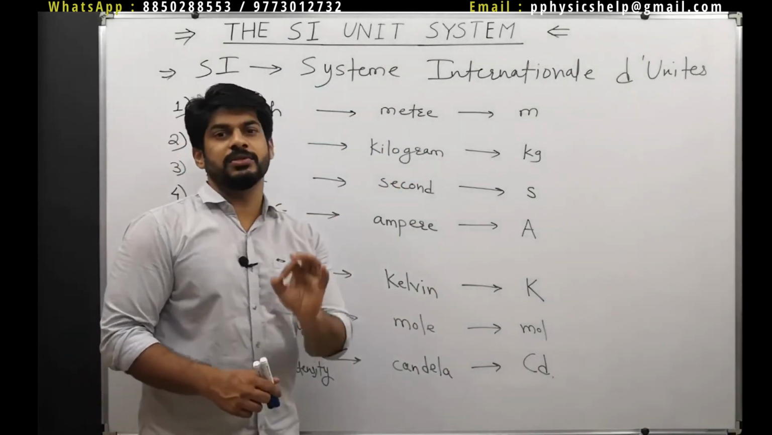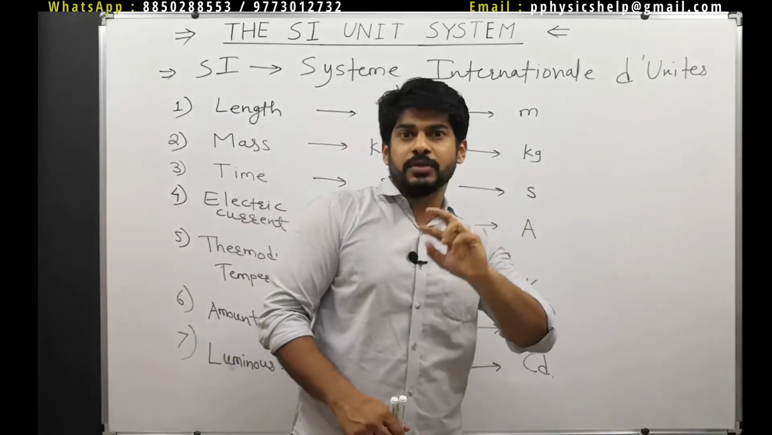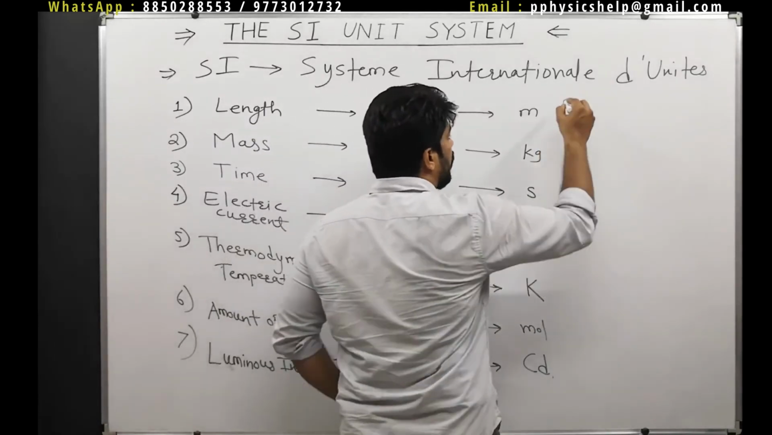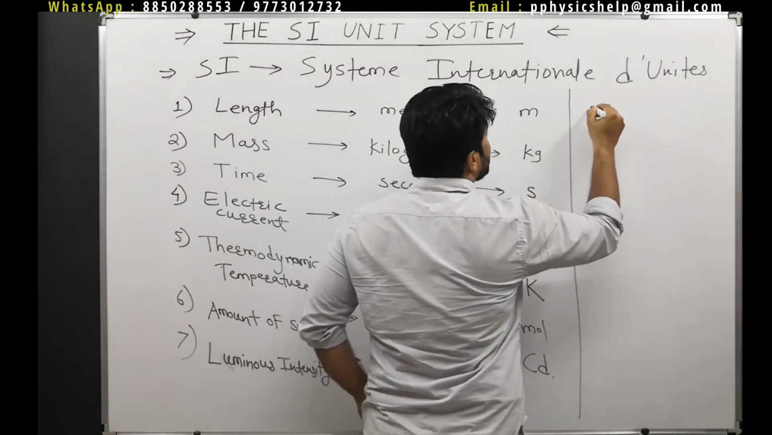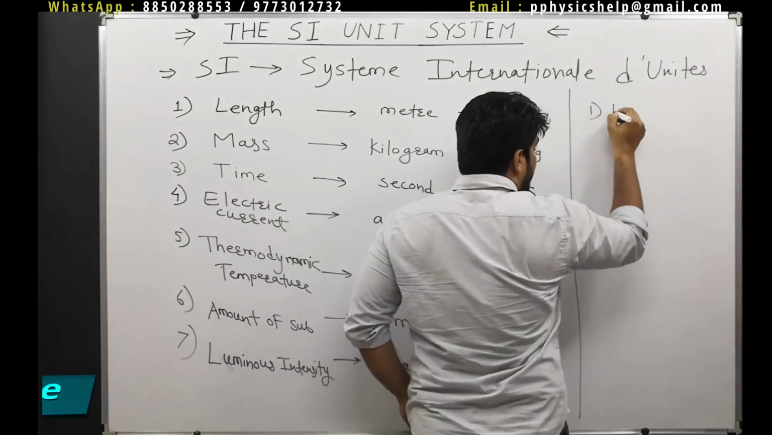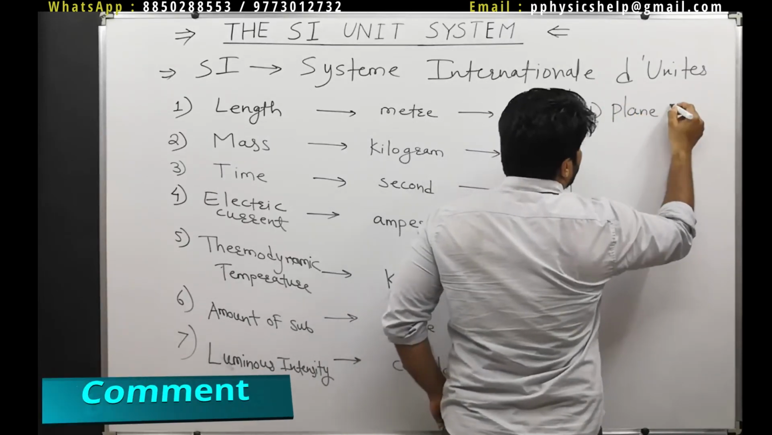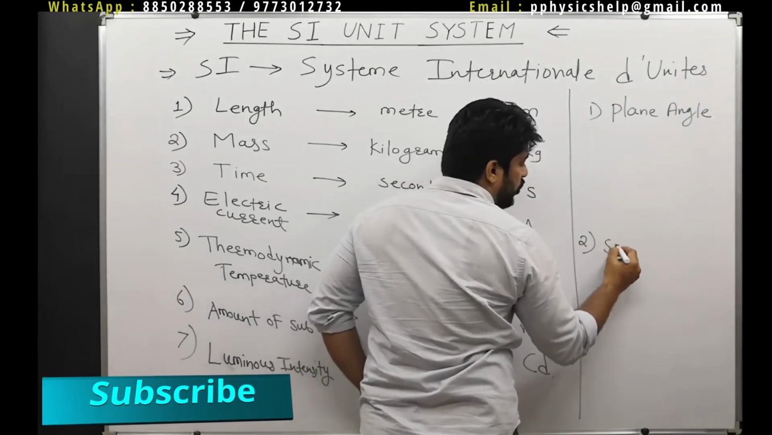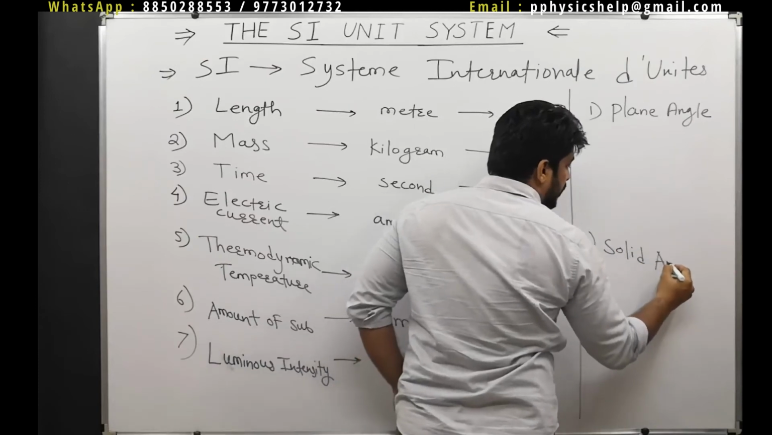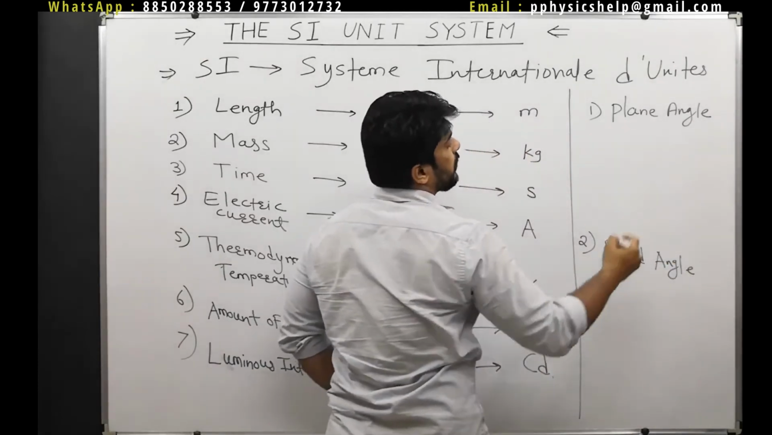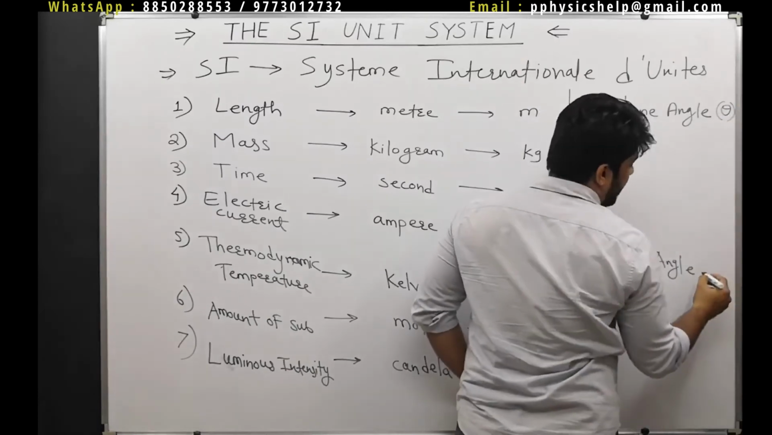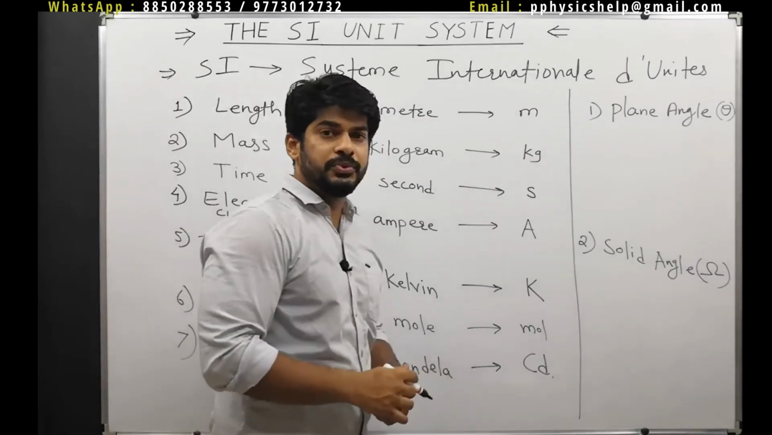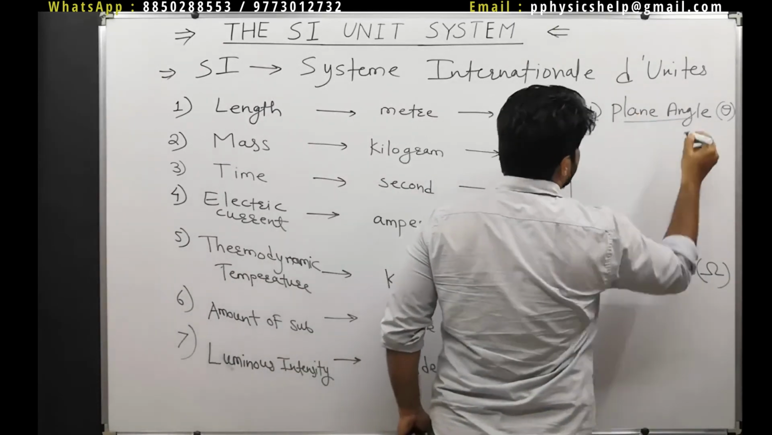Now apart from these 7 quantities, there are 2 more supplementary quantities that are defined in the SI system. One is the plane angle, and the second is the solid angle. I will just give you an overview. You can represent these by theta and omega, the symbols that are used for plane angle and solid angle.